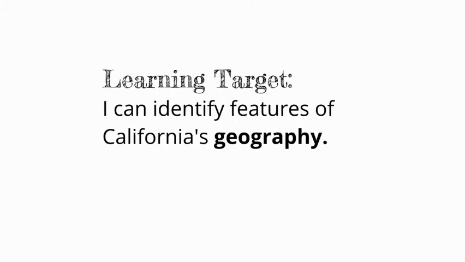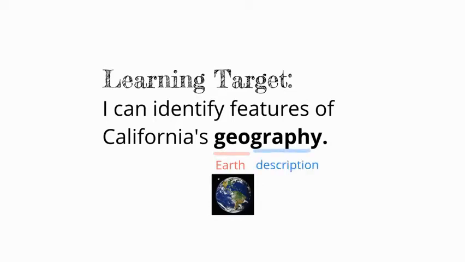Our learning target for today is: I can identify features of California's geography. Geography is a word you might or might not have heard before, and it has two word roots, or places where the word comes from. The first is geo, which means earth. The second is graph, which means description. So if we put that together, we are talking about a description of the earth, or the nature that exists in California.